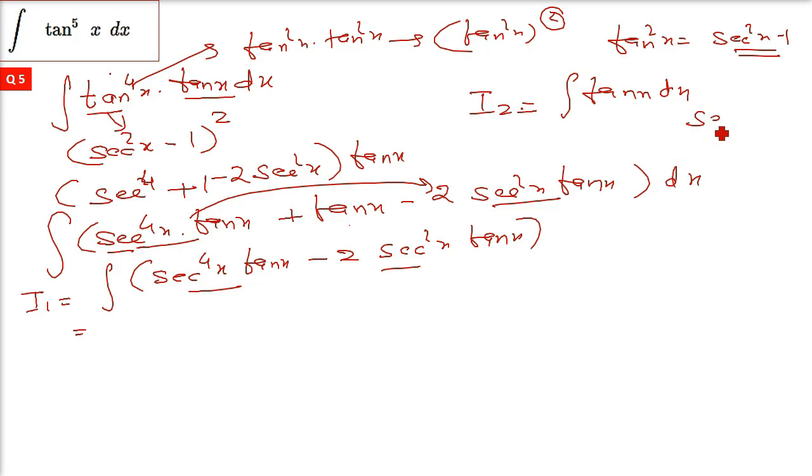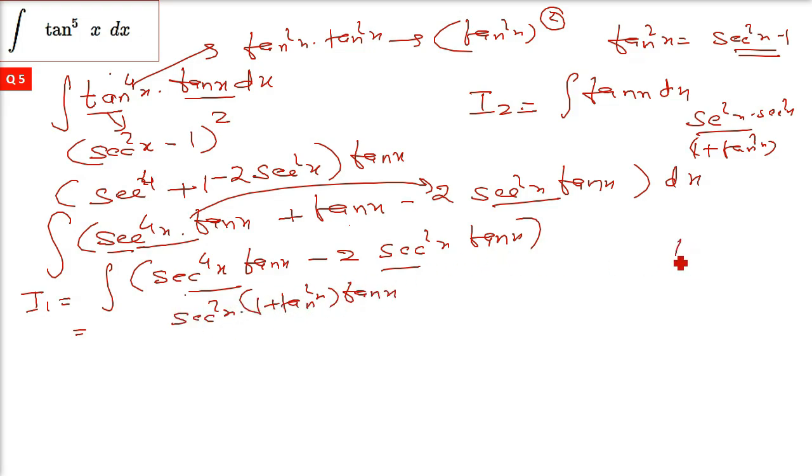Sec^4 x, we will write it as sec square x into sec square x. One sec square x, we can write it as 1 plus tan square x. So this sec^4 x will be sec square x into sec square x. One will be sec square x, the other will be 1 plus tan square x. And then tan x remains the same, the last one. The first term we have tried to make it in the way we can easily integrate it.